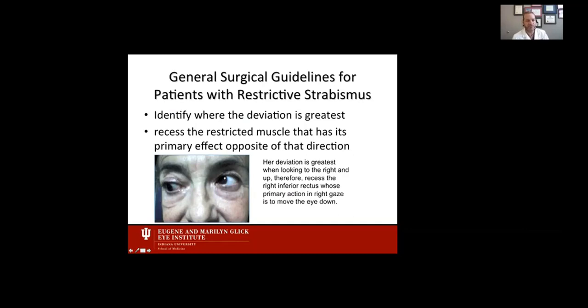Generally speaking, when you have a restricted muscle, like this lady's got a restricted inferior rectus, just like Duane, you really don't want to be resecting the antagonist muscle most of the time. There are very few cases where resecting opposite a restricted muscle is helpful. So in general, we want to recess the restricted muscle.